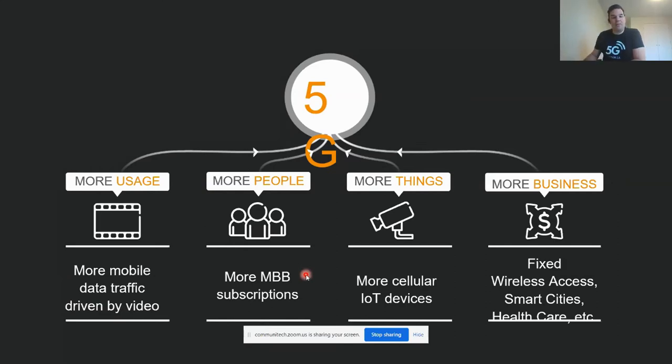In many ways, it's more of an opportunity for more usage. And these are what we call the pillars, where with 5G we're able to do a lot more. But as I like to say, yes, there's always more Instagram or Facebook, but I think there's this huge opportunity, which is more business.